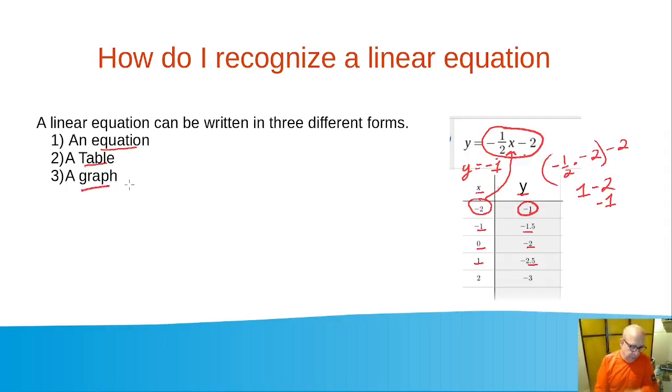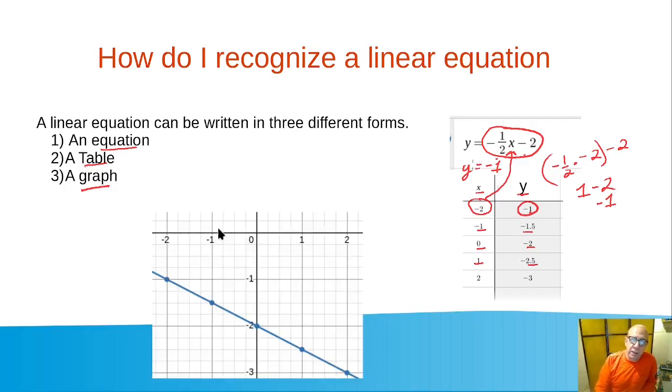Number three, the third way we can represent a linear equation is a graph. And again, this is the same equation. So we start at negative 2. This is called the slope-intercept equation because it has a slope, which is this number in front of x. We label it as m. And this number, which is at the end, is the y-intercept.